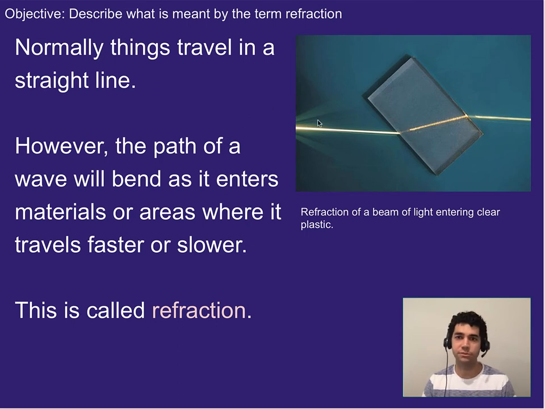Normally you think about waves traveling in a straight line, whether it's light or sound or whatever. However, its path can bend if it enters a new material where the wave travels faster or slower. So as this light transitions to this material where it travels a little bit slower, it bends. But then when it transitions back to the air, it bends back. So anytime you have a change in the speed of the wave, we'll notice that the direction it travels bends a little bit, and this is called refraction.